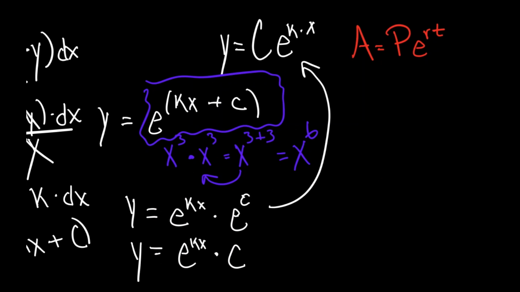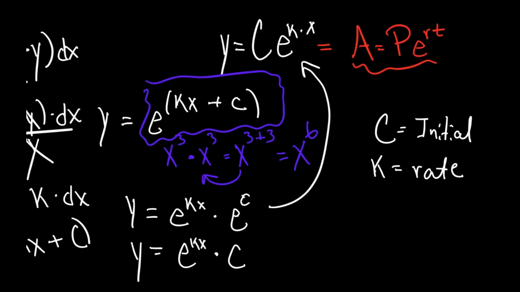So these are the same. This is how you learn it in pre-calc, and this is how you learn it in calc. Remember, the C is our initial value. That's what we start off with. K is our rate.